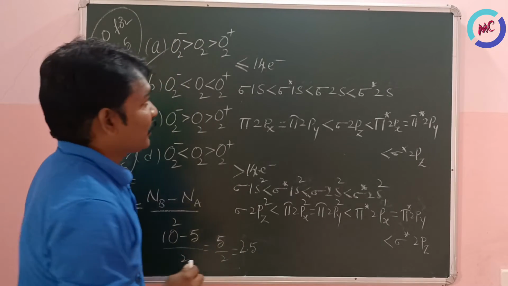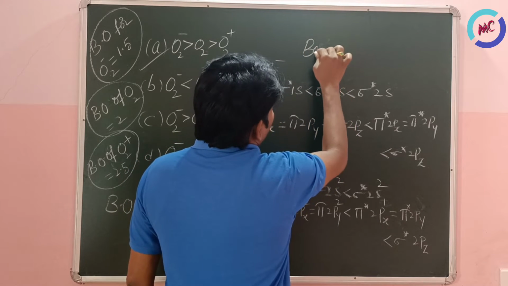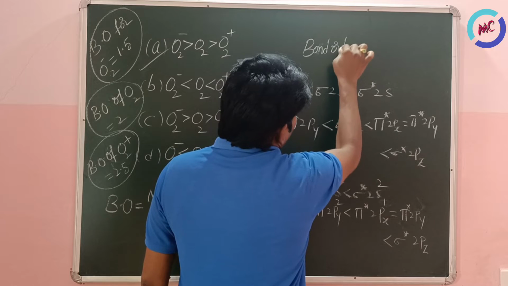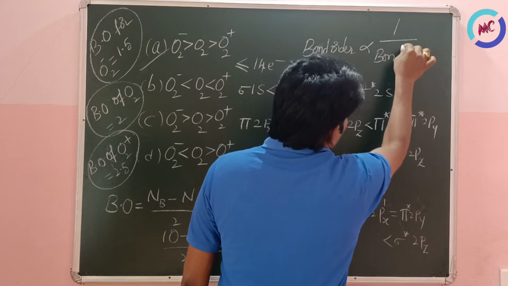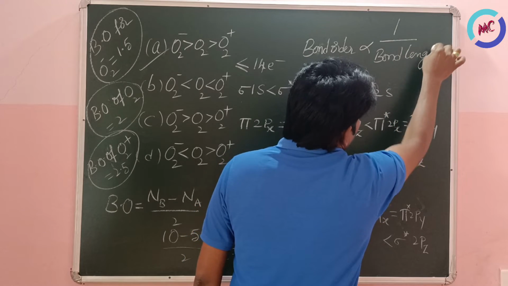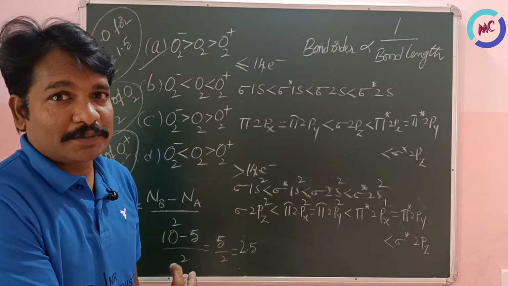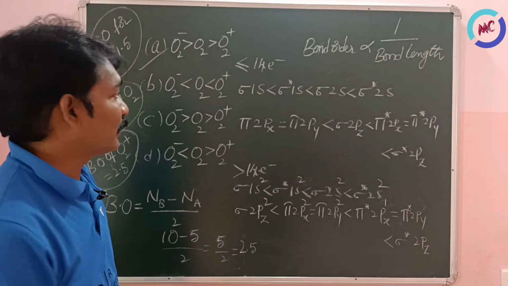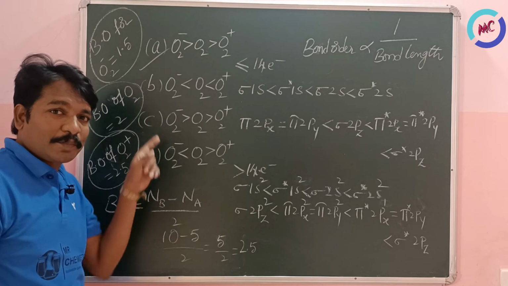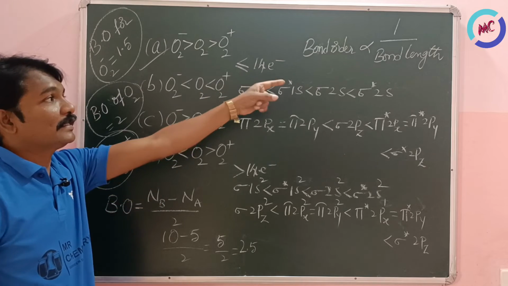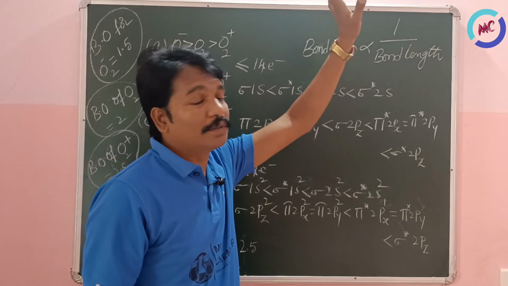See here, again I am telling, here I will write: bond order is inversely proportional to bond length. If we know the order of bond order, we can find out the order of bond length easily. Okay, hope you understood that one. First we have to find out bond order. Based on the bond order, we can write the bond length order. The relation between these two things is bond order is reciprocal to bond length.